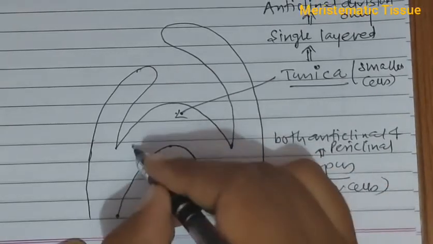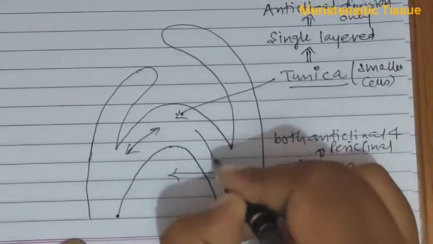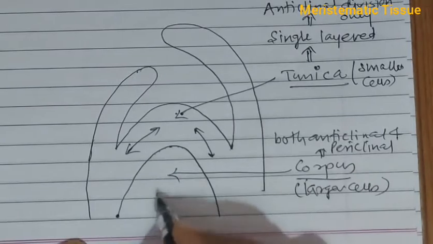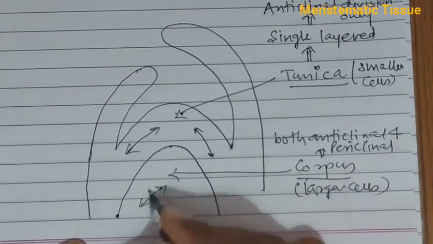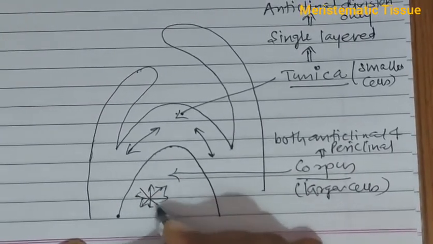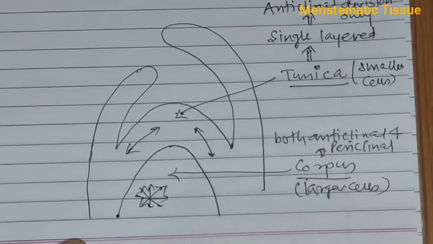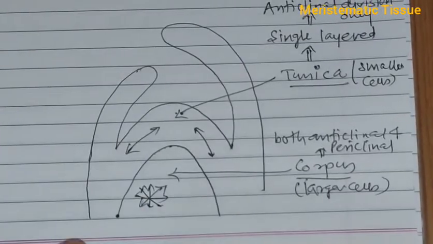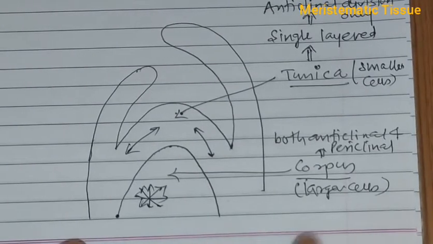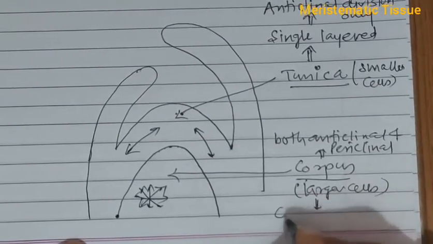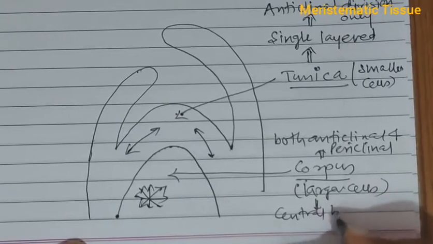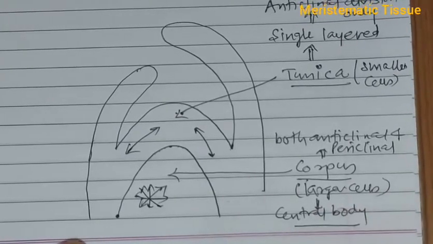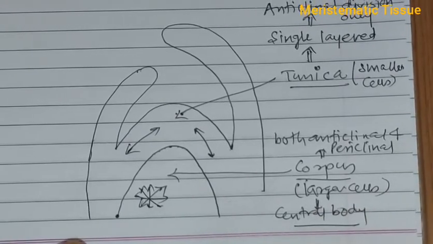So now the tunica shows anticlinal division, which means adding cells sidewise, so it can be shown like this, and the corpus shows division in all planes, so the diagram can be shown. This shows anticlinal and periclinal division. So this is all about the different theories which form a central body. So these are all the theories for the shoot apex organization.